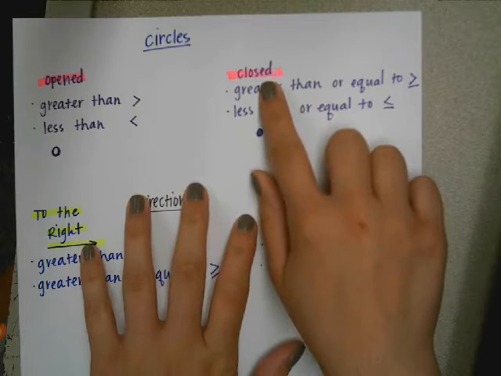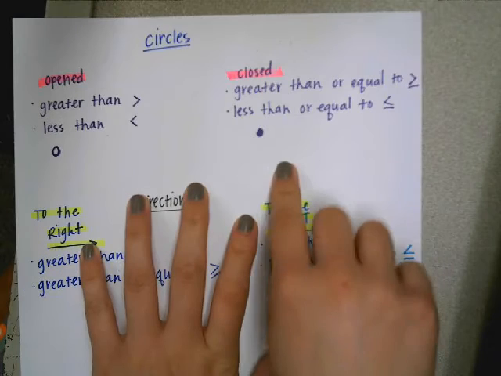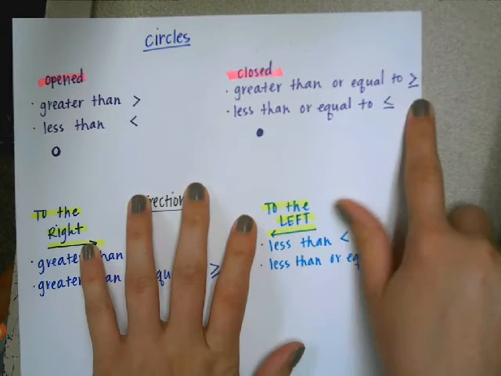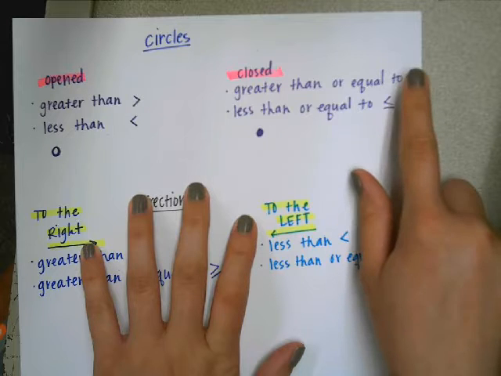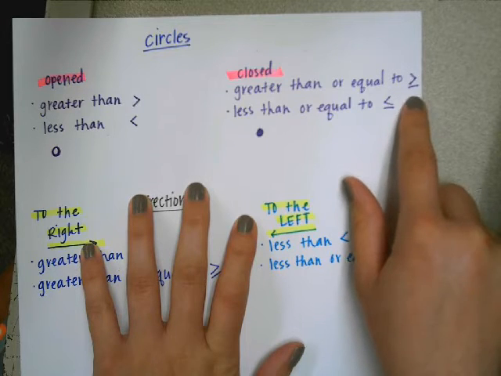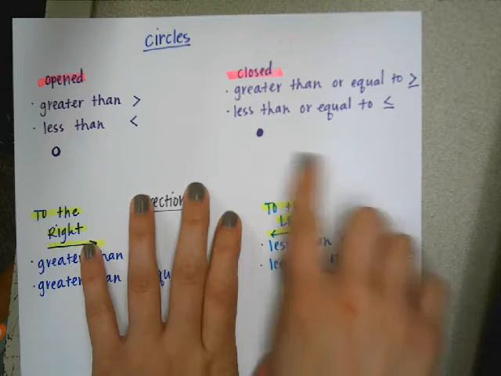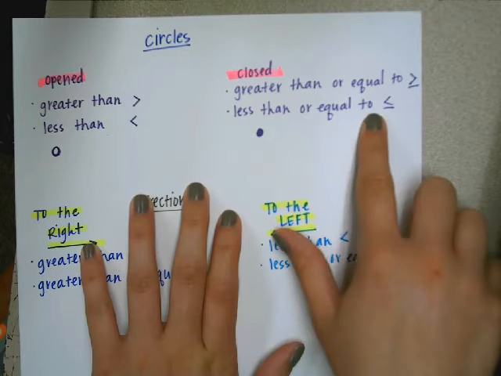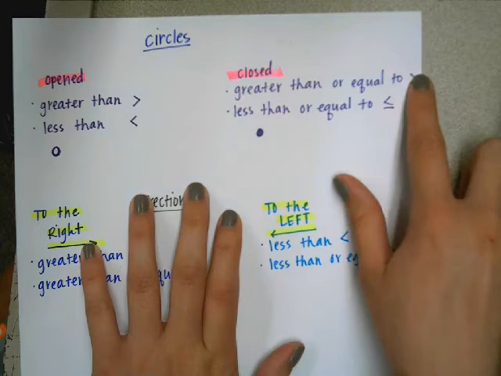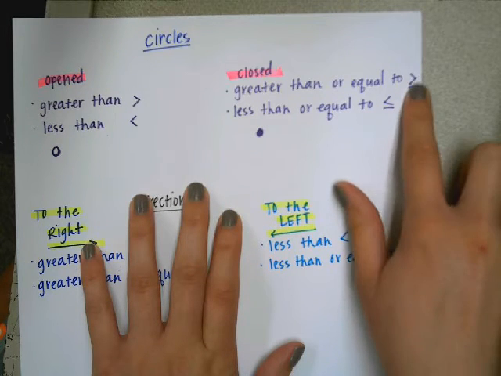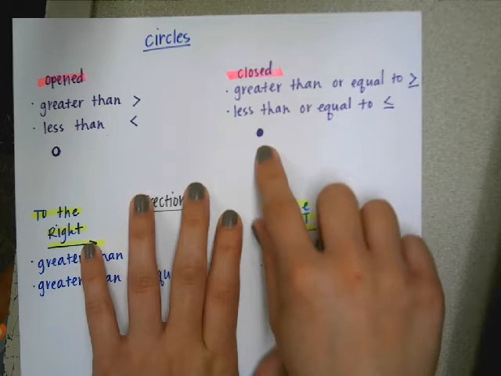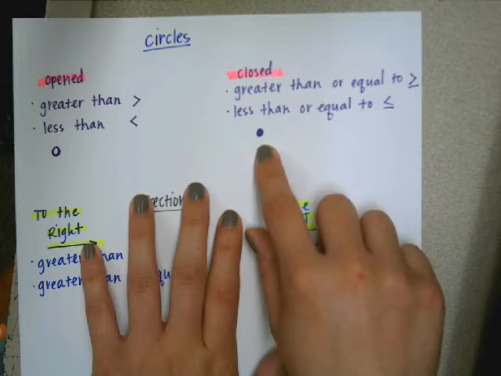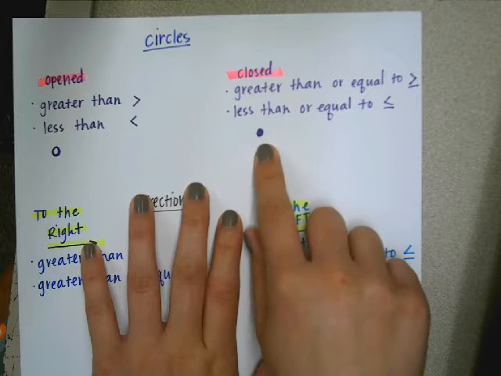As opposed to a closed circle, when we have a greater than or equal to, you see there's a line underneath the greater than sign. That means it is also included in the range of answers. Same thing with less than or equal to. So when it has the line underneath the comparison sign, that means that we are going to have a closed circle. The number is included in the range of answers, and our circle looks like this.